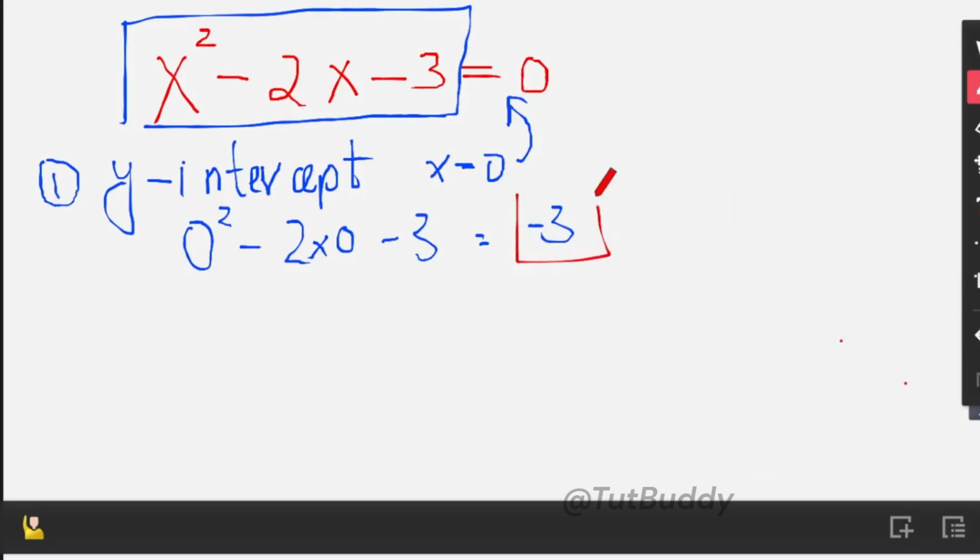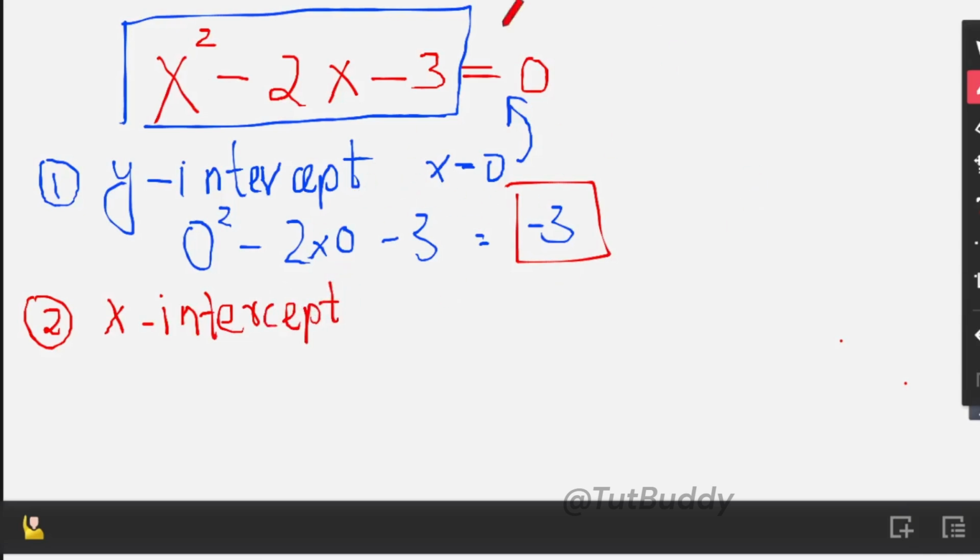Now I need to get the x-intercepts. Mostly I'll get two values for x. For getting the x-intercepts, I will equate this whole equation with 0, which is already given to me, and I'll solve it like normal factorization. I'll solve this equation: x squared minus 2x minus 3 equals 0.